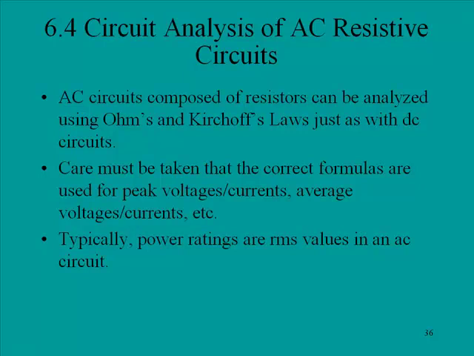Okay, we're in section 6.4, circuit analysis of AC resistive circuits. AC circuits composed of resistors can be analyzed using Ohm's law and Kirchhoff's law, just as we did with DC circuits. Care must be taken that correct formulas are used for peak voltages and currents, average voltages and currents, and RMS voltages and currents. And typically, power ratings are RMS values in an AC circuit.